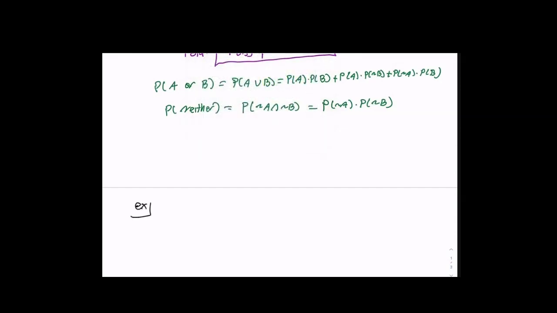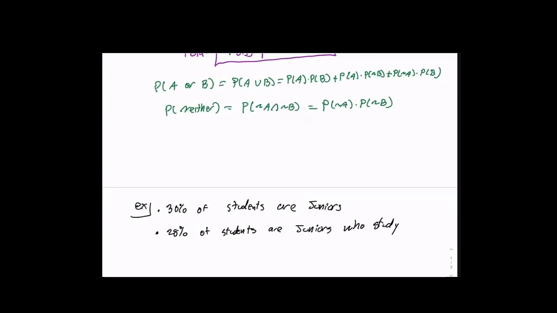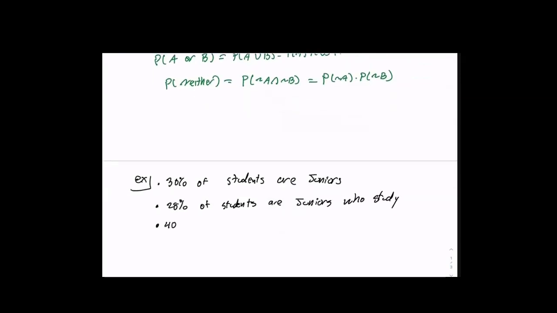All right. So in this example, I'm going to tell you that 30% of students are juniors. 28% of students are juniors who study. 40% of students study.